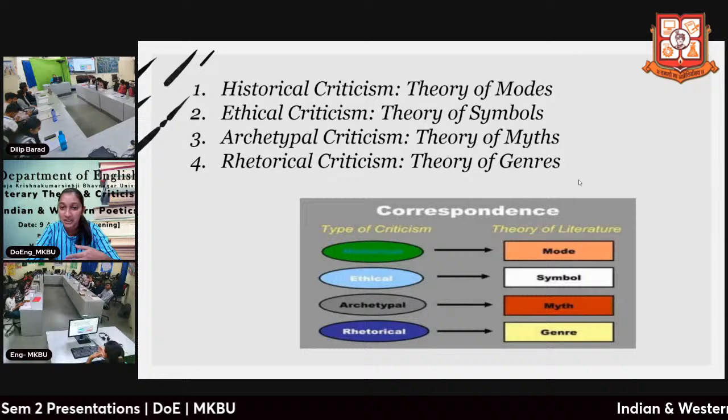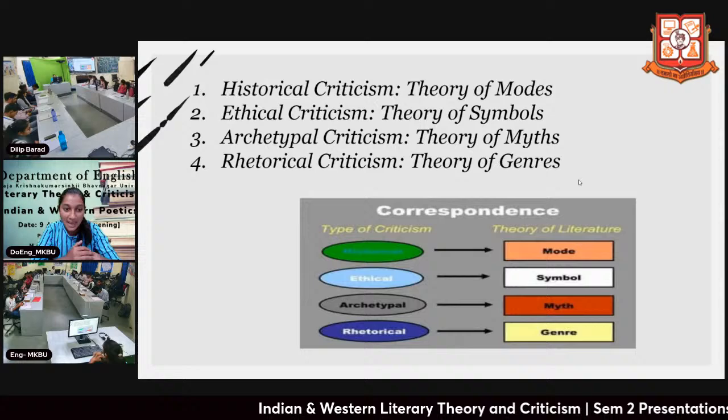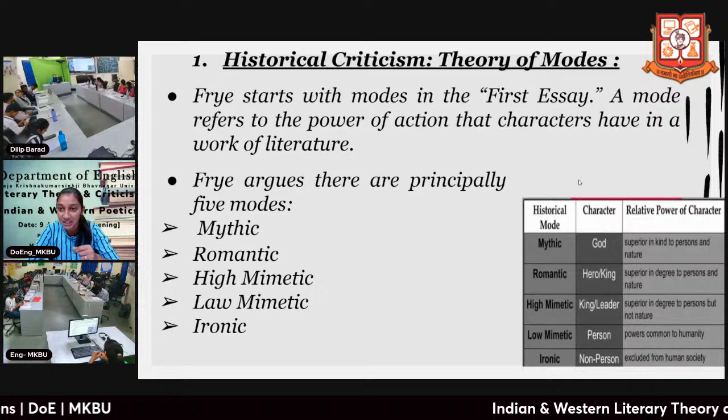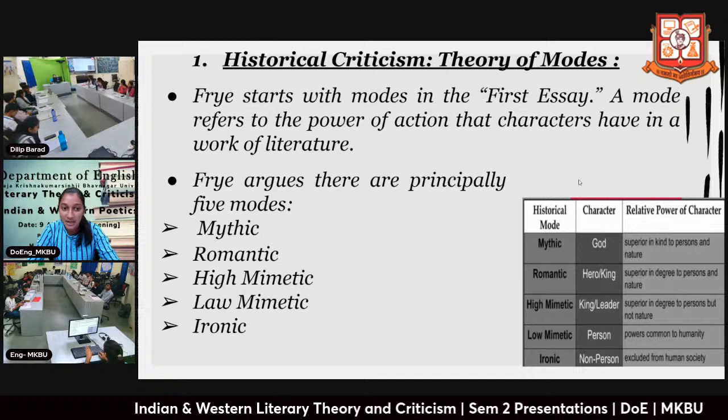Ethical criticism corresponds with the theory of symbols, archetypal criticism corresponds with the theory of myths, and rhetorical criticism corresponds with the theory of genres. The first one is historical criticism, the theory of modes, and how both correspond with each other. Northrop Frye starts with the modes in historical criticism.